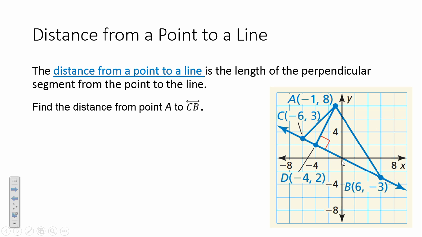The other most important thing that you need to know from this section is that when we're looking for the distance from a point to a line, we have to make sure that we're looking at the perpendicular segment from that point to that line. Okay? The perpendicular segment is crucial, that you are looking at that one and not the other ones. So let me show you an example of why this is the case.